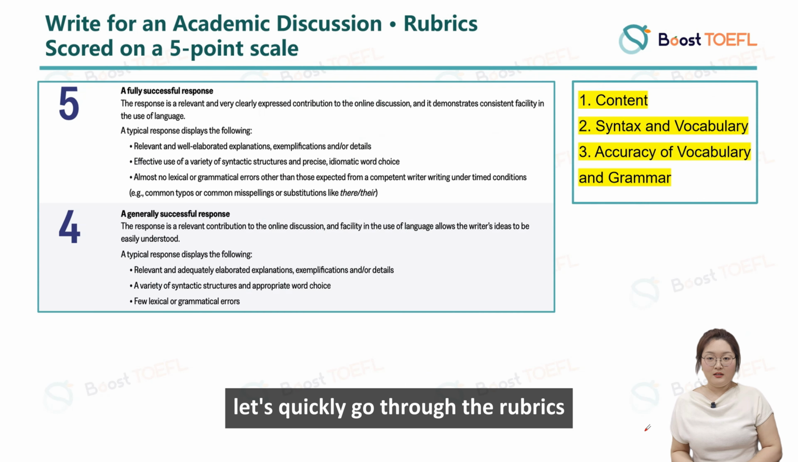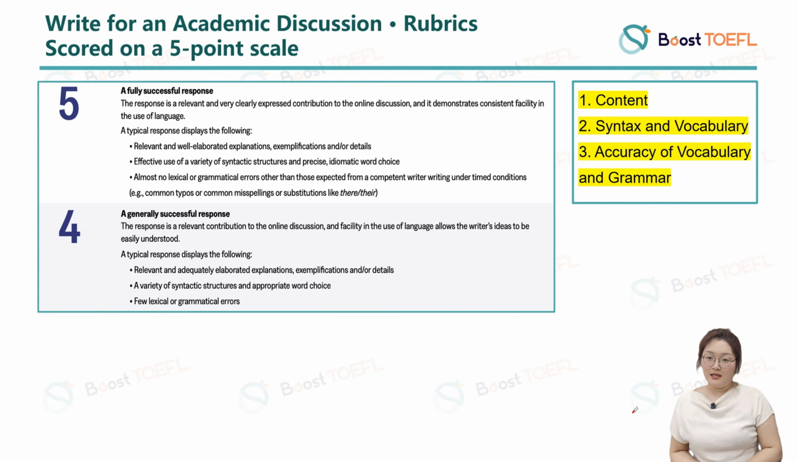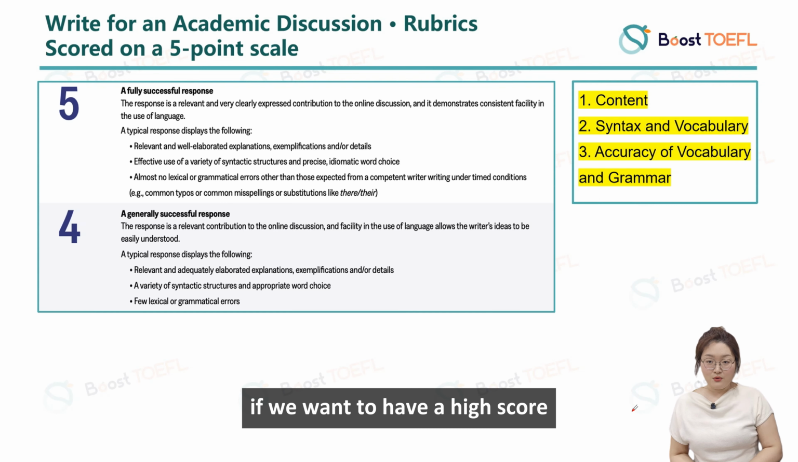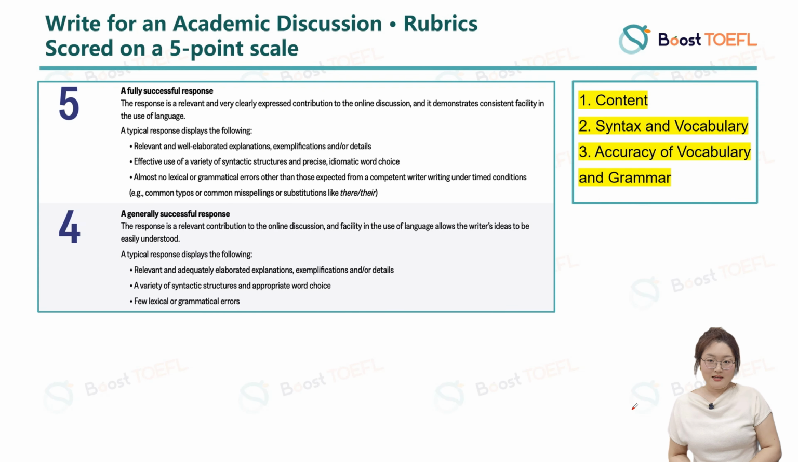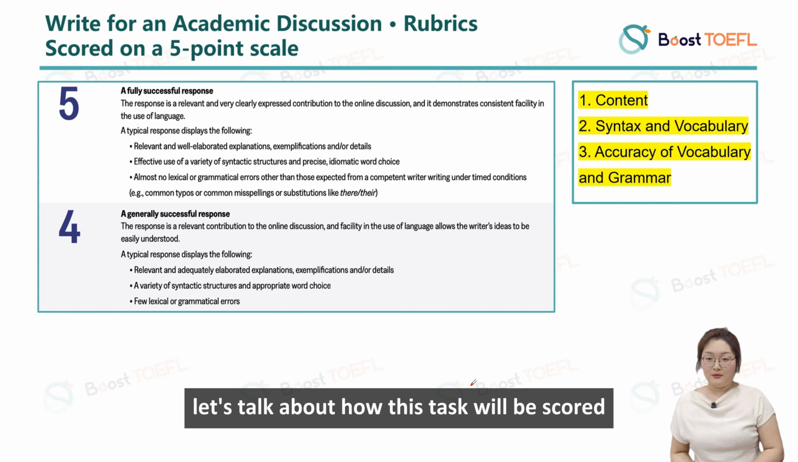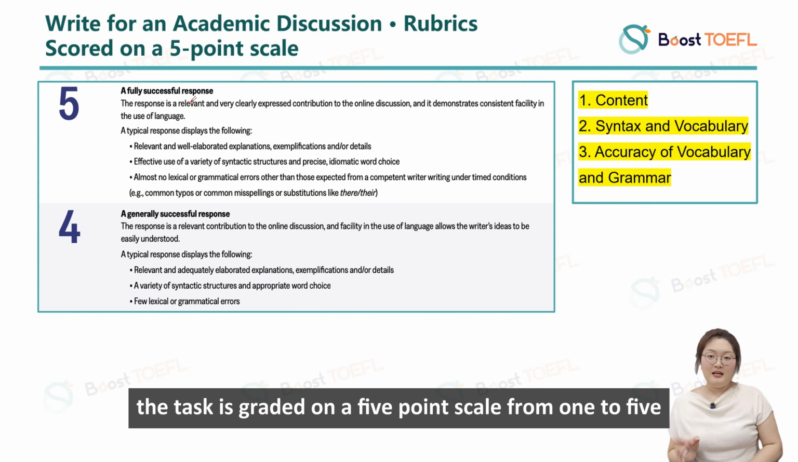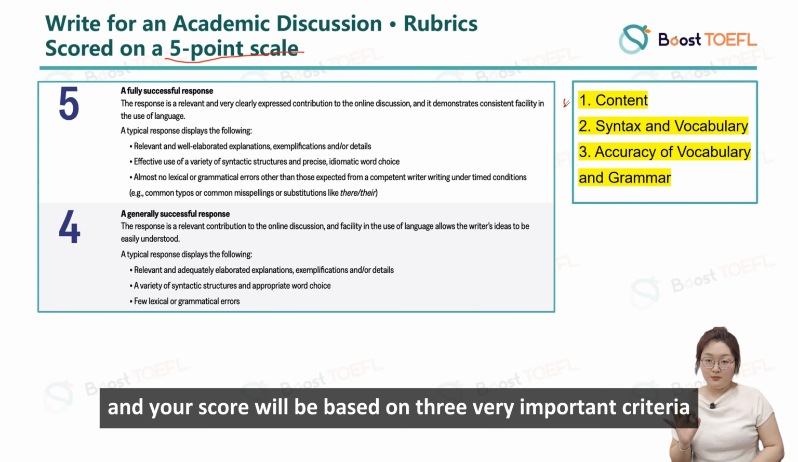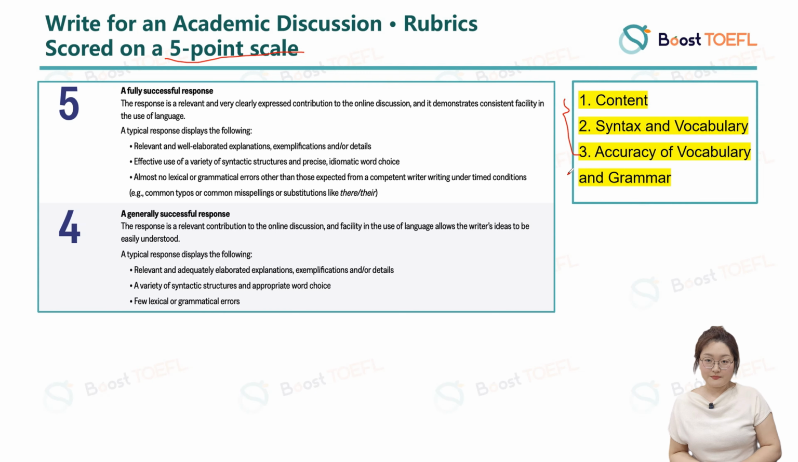Now, let's quickly go through the rubrics. If we want to have a high score, we have to know how it is graded, right? So now, let's talk about how this task will be scored. First, the task is graded on a 5-point scale from 1 to 5. And your score will be based on 3 very important criteria.